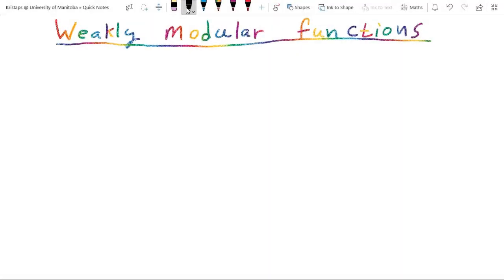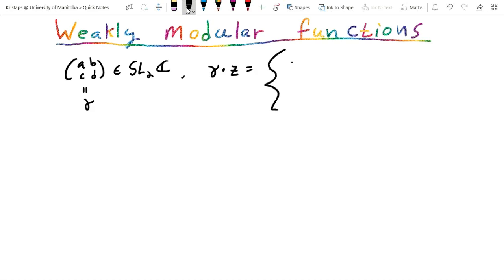So the first thing we need to do is review the definition of weakly modular functions. And in order to do that, I'll remind you about the definition of Mobius transformations. So given a matrix A, B, C, D, which we write as gamma for shorthand, which belongs to the group SL2C, that is the group of 2x2 complex valued matrices with determinant equal to 1, we define the action of the matrix gamma on a complex number z to send it to (az + b)/(cz + d).